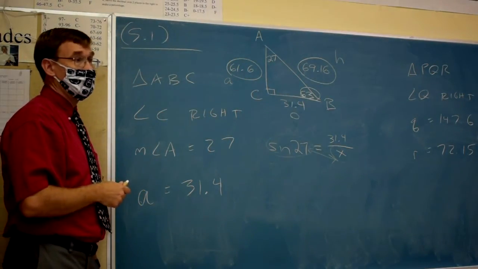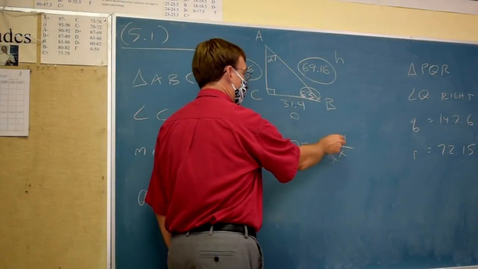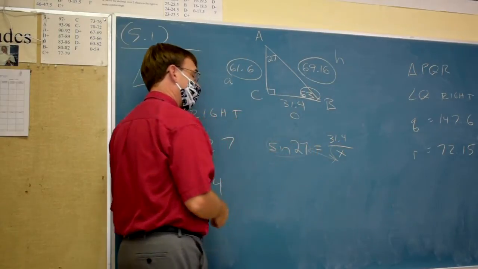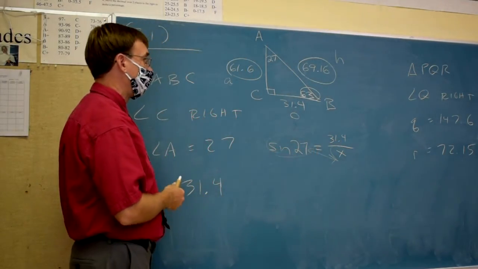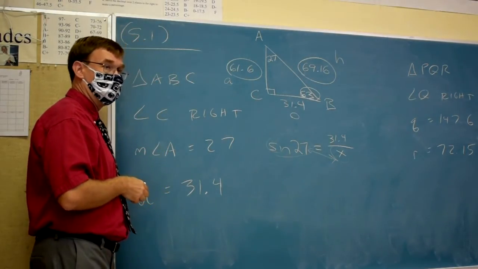Question about that? How did you get the 69 and 16? We punched in 31.4 divided by sine 27. Anything there on that triangle?